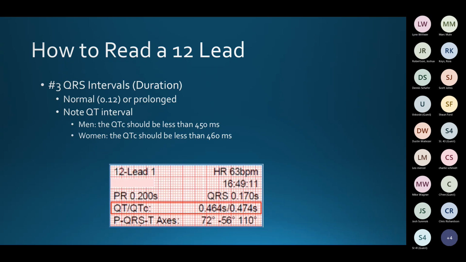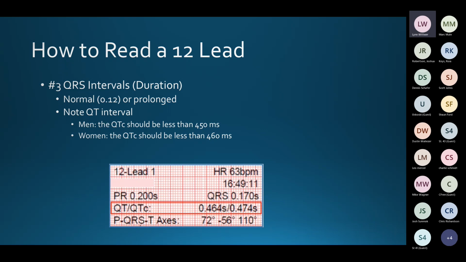Now, QRS duration. Normal is up to 0.12. So if it's prolonged, it is a wide complex. That's our wide complex. It's pathologically wide complex.